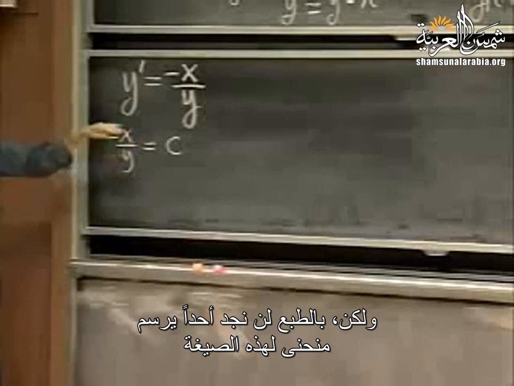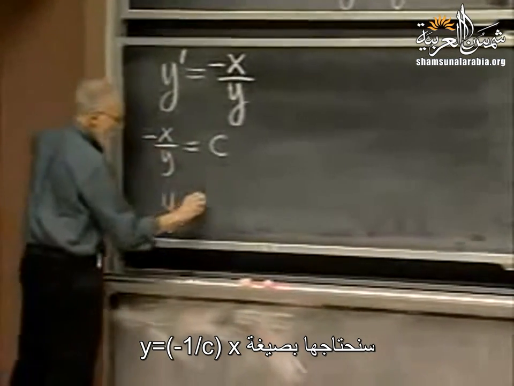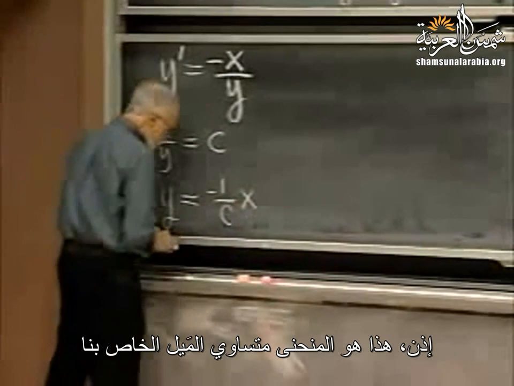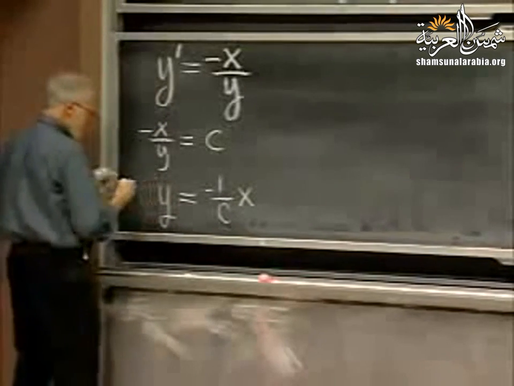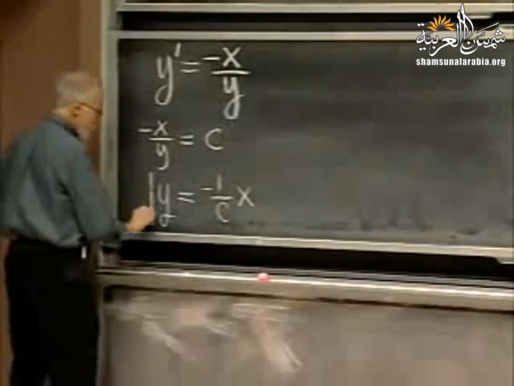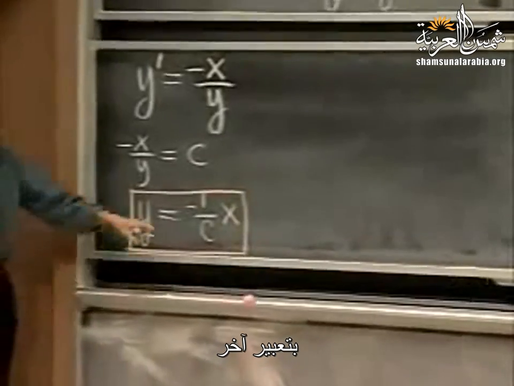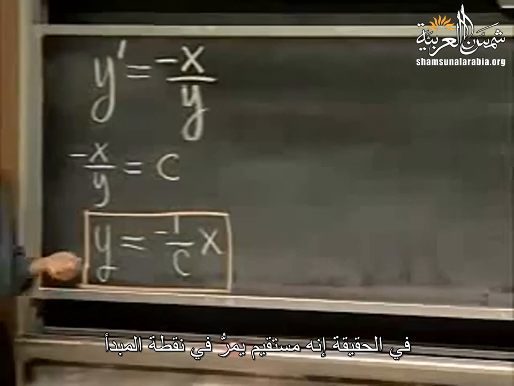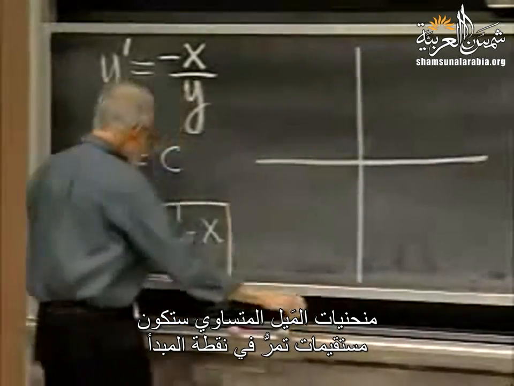But of course, nobody draws a curve in that form. You'll want it in the form y equals minus 1 over c times x. So there's our isocline. I'll put that up in orange, since that's the color I'll draw it in also. In other words, for different values of c, this thing is a line. It's a line, in fact, through the origin. This looks pretty simple, okay? So here's our plane. The isoclines are going to be lines through the origin.